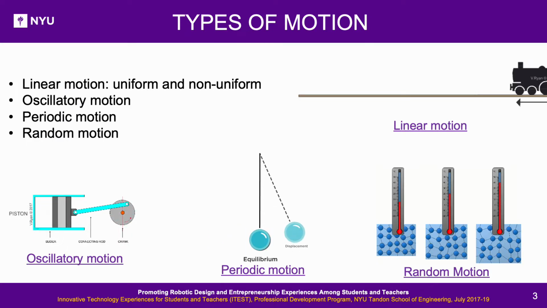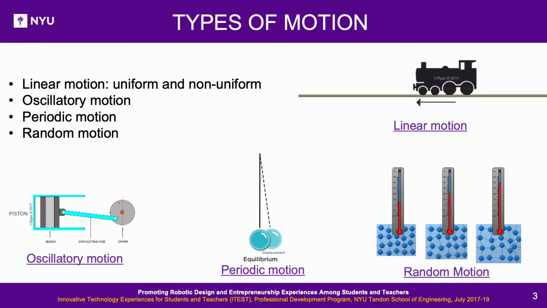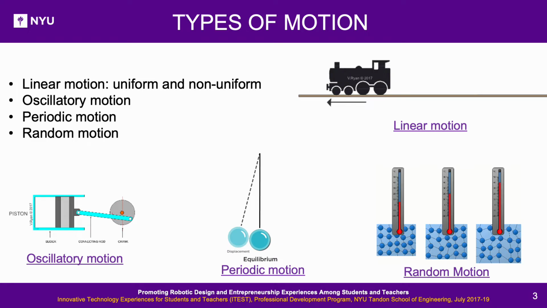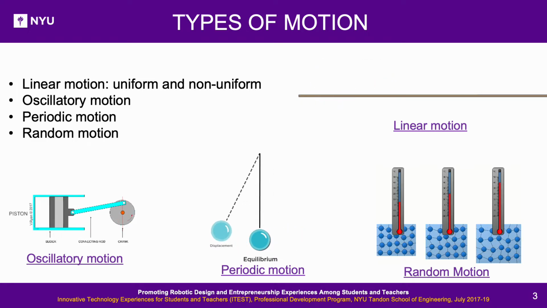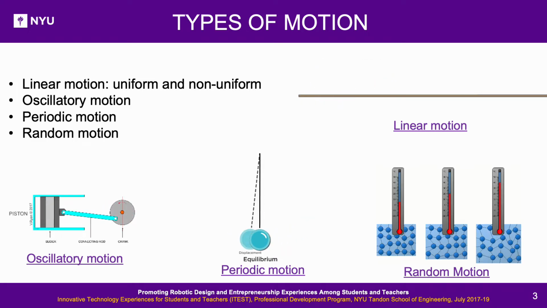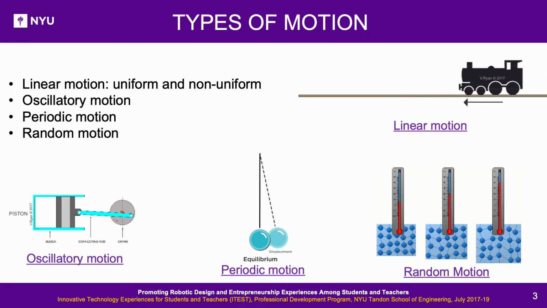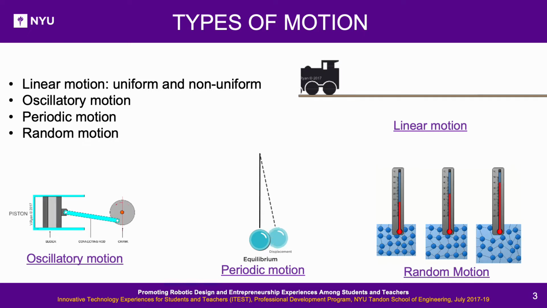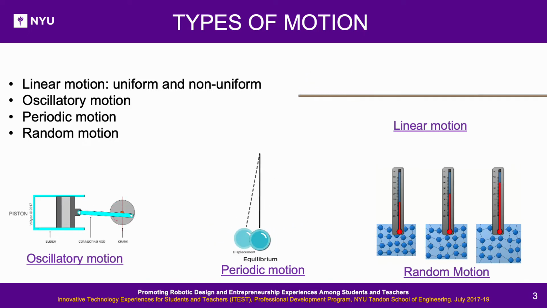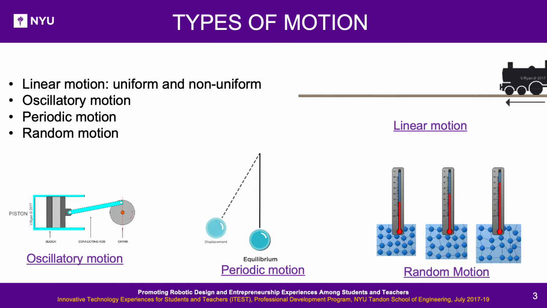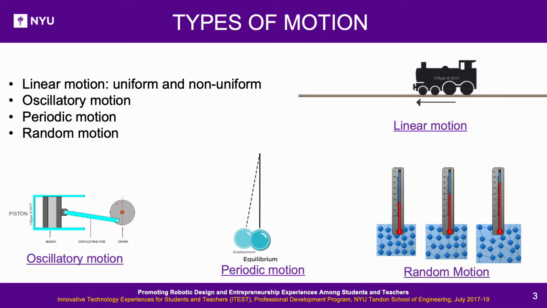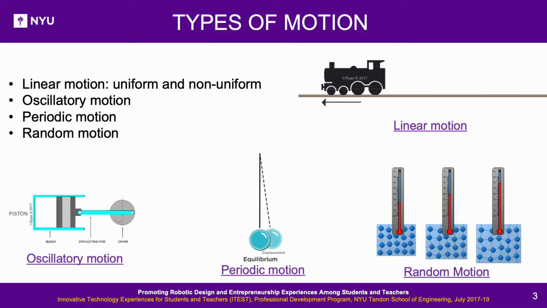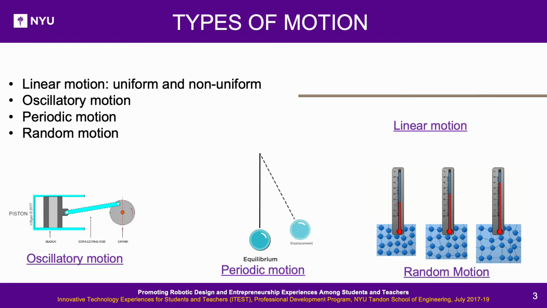Types of motion. There are different kinds of motion. The motion of an object in a straight line is called linear motion, for example, a train moving on a straight track. It is further classified into uniform and non-uniform linear motion, based on whether or not the velocity of the object is constant. Oscillatory motion is where an object moves back and forth in a repetitive manner, for example, the motion of a piston in an engine cylinder.